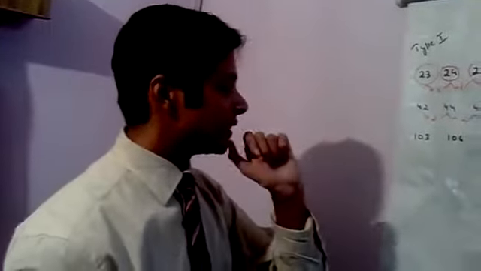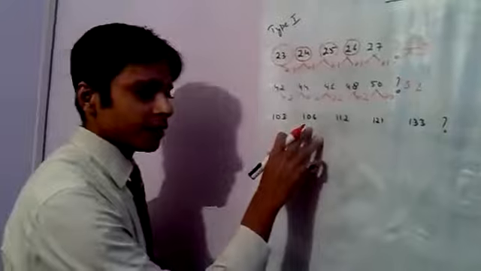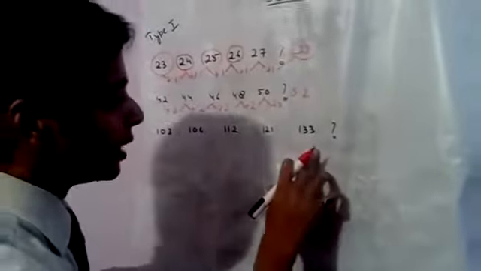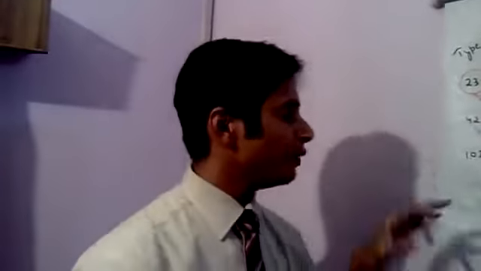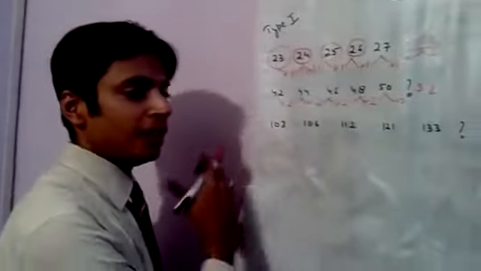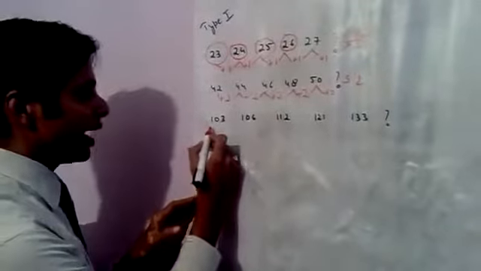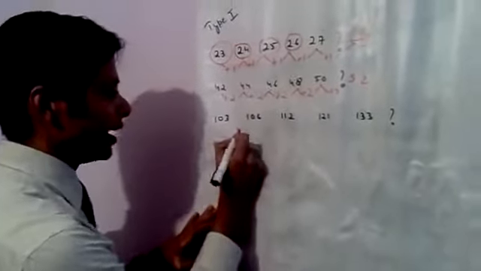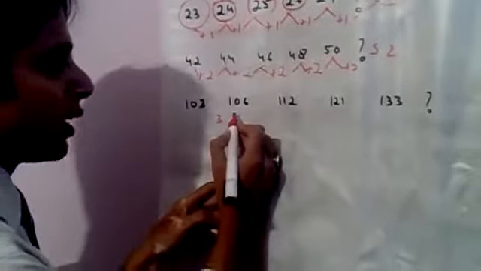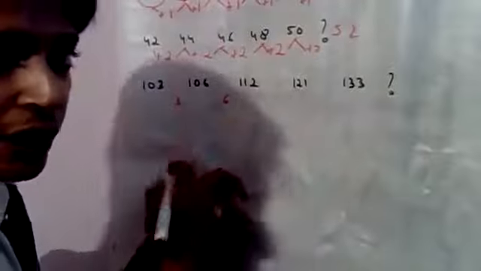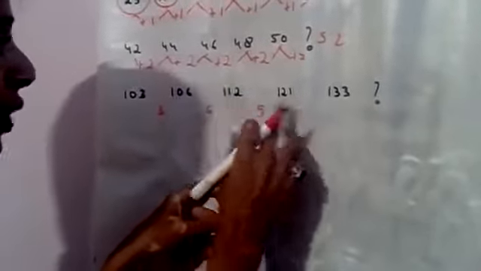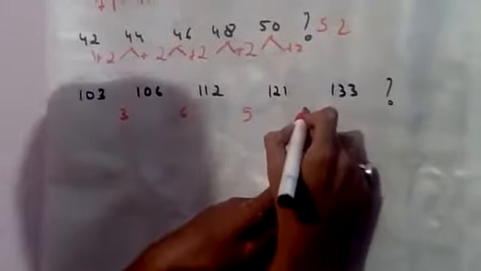Here there's a question that says 103, 106, 112, 121, 133, and a question mark. What is the prerequisite for solving a series question? We check by subtracting the previous number from the next number. So we subtract 103 from 106 and get 3. Then we subtract 106 from 112 and get 6. Then we subtract 112 from 121 and get 9. Then we subtract 121 from 133 and get 12.